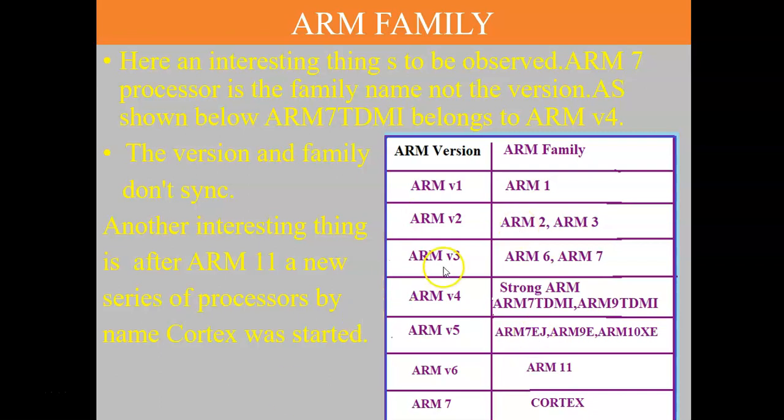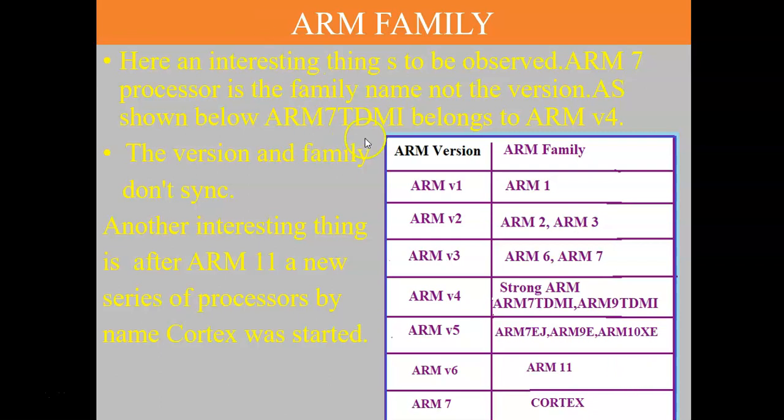When you see this simple table, in the early days, ARM version 1 was almost ARM1. ARM version 2 then gave ARM2 and ARM3. Similarly, version 3, ARM6 and ARM7. ARM version 4 had StrongARM as one family, ARM7TDMI another family, ARM9TDMI another family. ARM version 5 includes ARM7EJ, ARM9, ARM10. ARM version 6 is ARM11. So ARM11 is not version 11, it is ARM version 6. After ARM11, the company changed the nomenclature to Cortex. I will discuss this in the next slide.